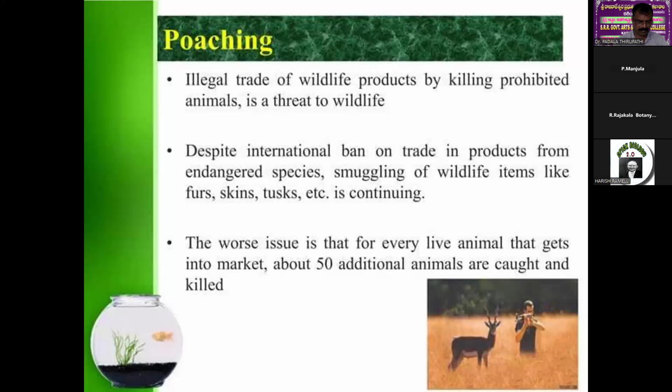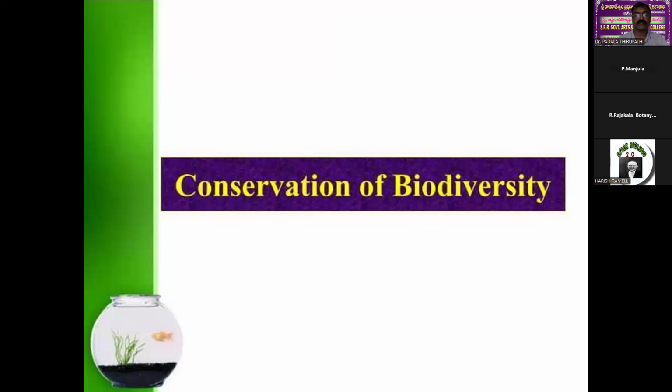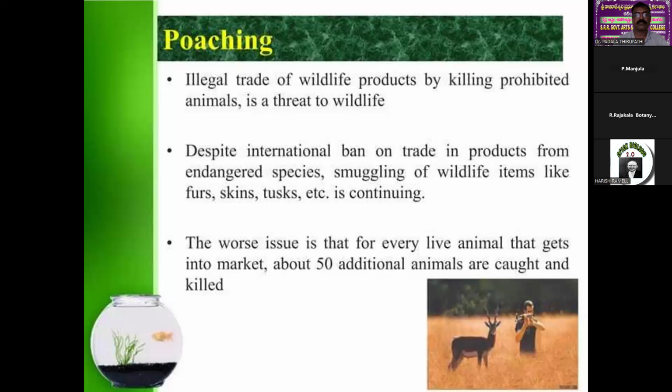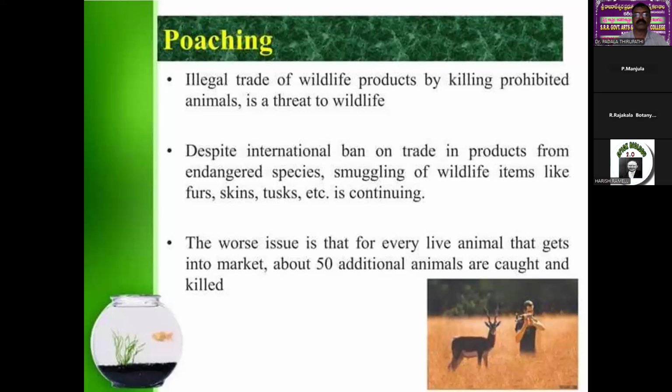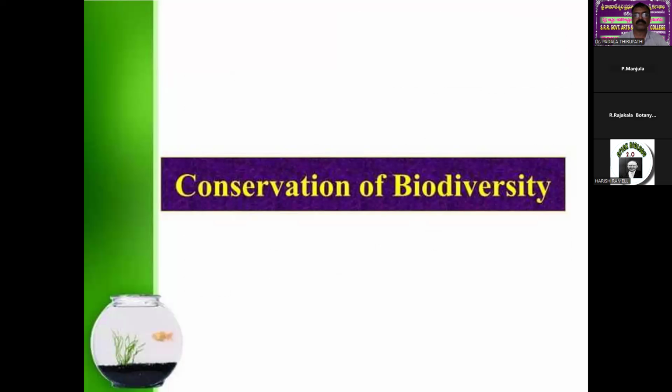The worst issue is that for every live animal that gets into the market, about 50 additional animals are caught and killed. So this is also another reason for loss of biodiversity.